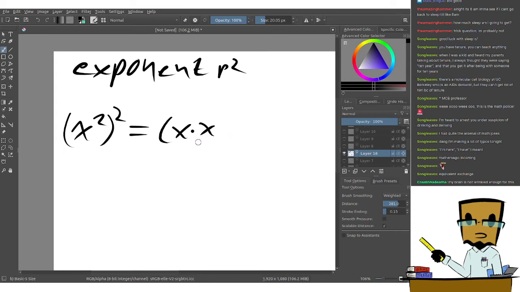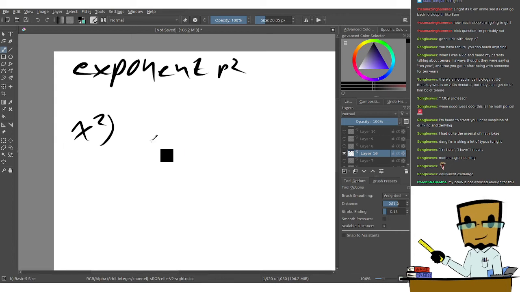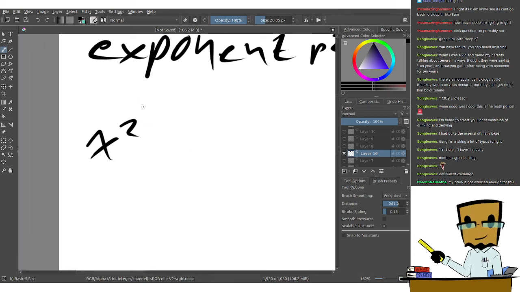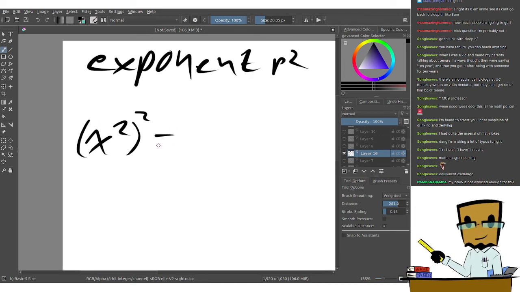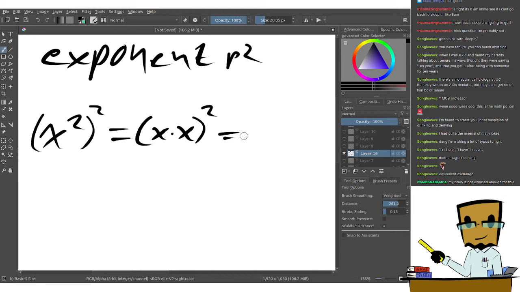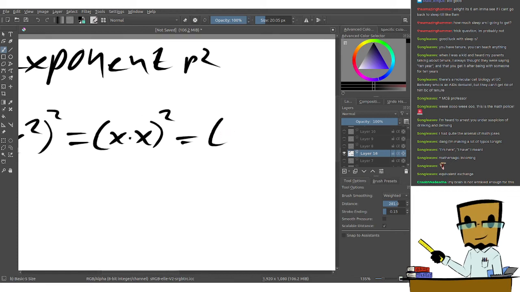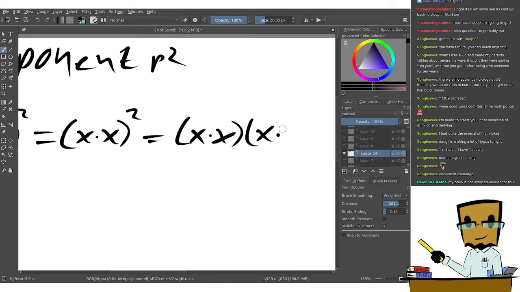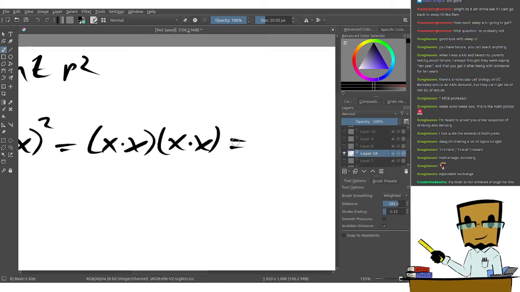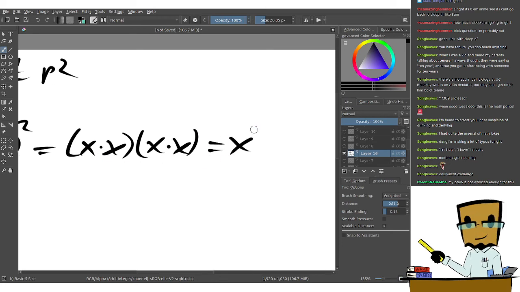Not a good example. Wait, that doesn't work. Does it work like that? Yes, it does, I think. Oh wait, yeah, it's exponents. It equals x times x, to the power of 2, which equals x times x times x times x. There's 4 x's, so x to the power of 4.